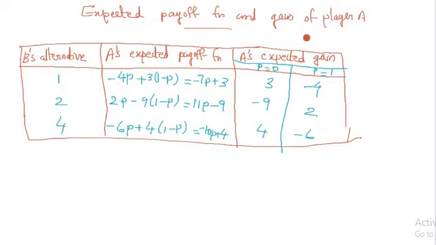Now the expected payoff function and gain of player A is shown in the following table. The first table shows the alternatives of B. The second column is A's expected payoff function. The third shows A's expected gain.